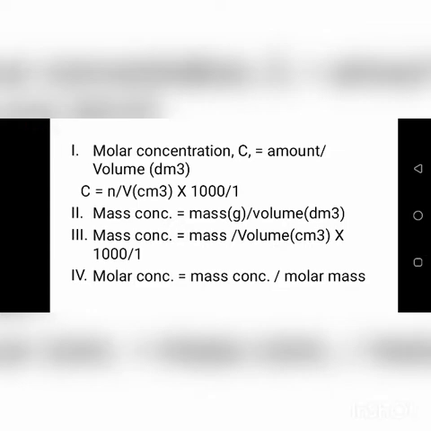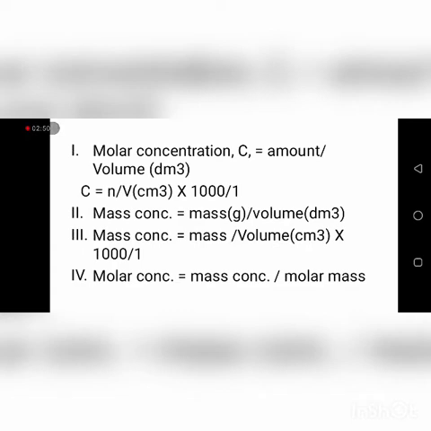And also the second equation is mass concentration. The unit for molar concentration is mole per dm³, while the unit of mass concentration is gram per dm³. So the formula for mass concentration is mass in gram over volume in dm³. But if the volume is not given in dm³, the formula to be used is mass concentration is equal to mass divided by volume in cm³, times 1000 over 1. So if the volume is given in cm³, you have to convert the volume in cm³ to dm³ by dividing by 1000.